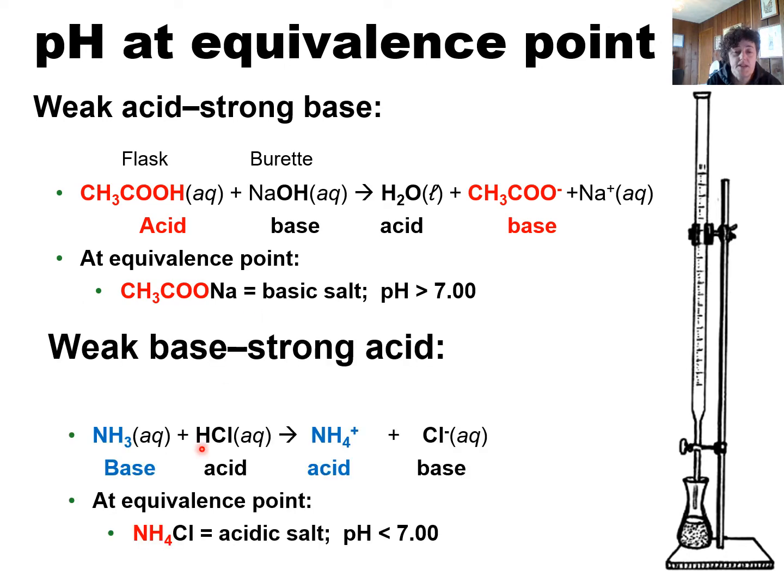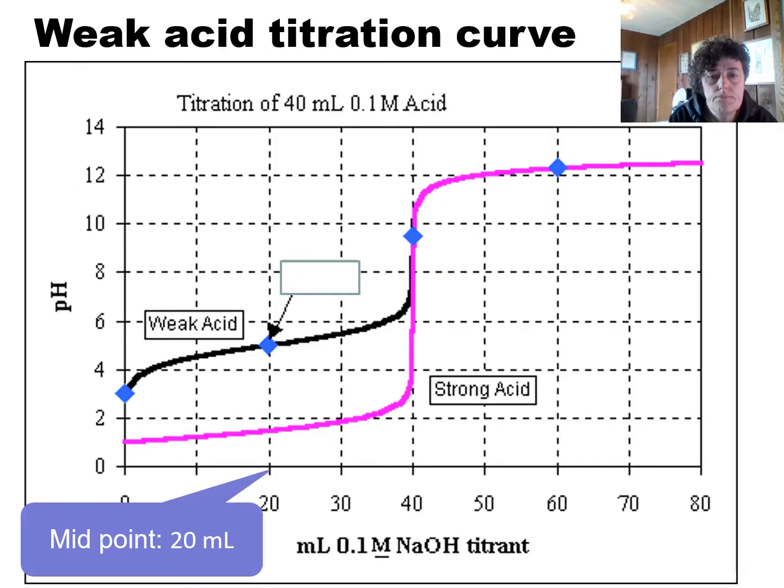The opposite scenario would be having ammonia in the flask, a weak base, and titrating it with a strong acid in the burette, such as hydrochloric acid. So we would form ammonium, which is the conjugate acid of a weak base, so it's relatively strong. But then Cl- is the conjugate base of a very strong acid, so it's weak. So at the equivalence point, the pH is going to be acidic.